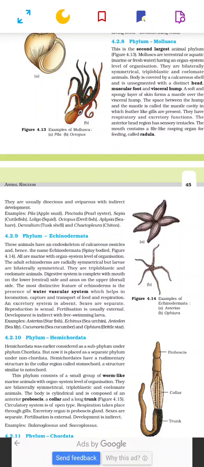An excretory system is absent. Sexes are separate. Reproduction is sexual. Fertilization is usually external. Development is indirect with free swimming larvae. Examples: Asterias is the starfish, Echinus is a sea urchin, Antedon is a sea lily, Cucumaria is a sea cucumber, and Ophiura is a brittle star. Figure 4.14, examples of Echinodermata. A is Asterias and B is Ophiura.